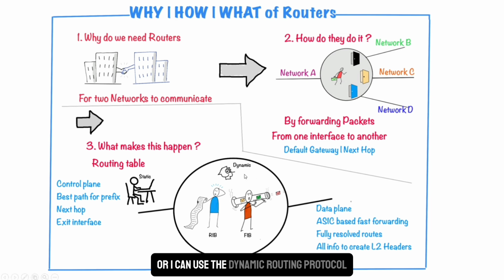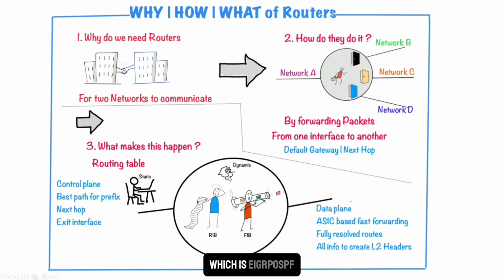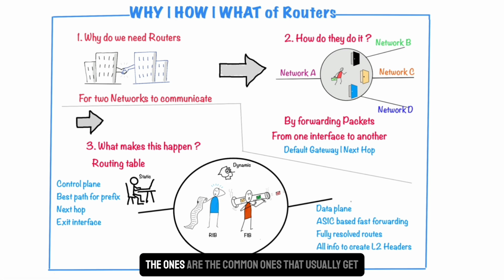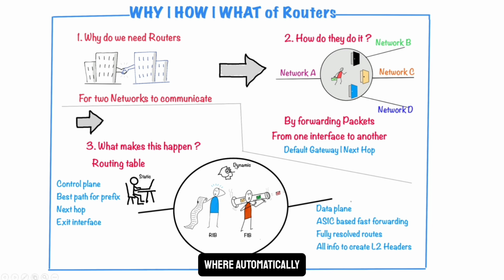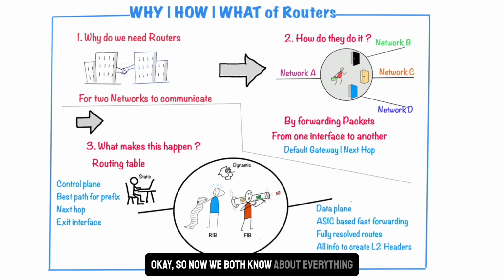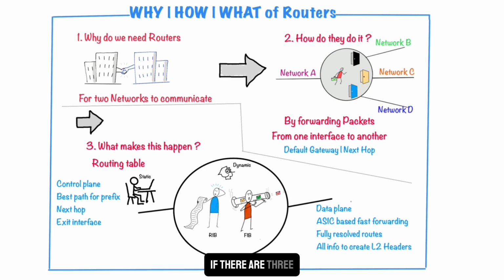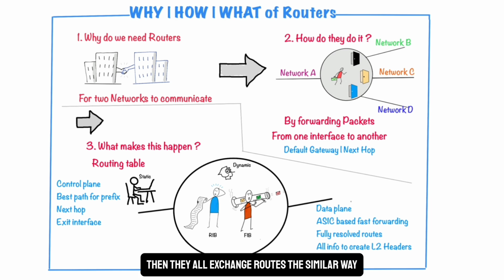Or I can use a dynamic routing protocol, which is EIGRP or OSPF. These are the common ones that usually get used on the LAN side of things, where automatically, if there are two routers, they exchange routes. They figure out, okay, I know about this, you know about this, so now we both know about everything that's in the area. If there are three, then they all exchange routes in a similar way.